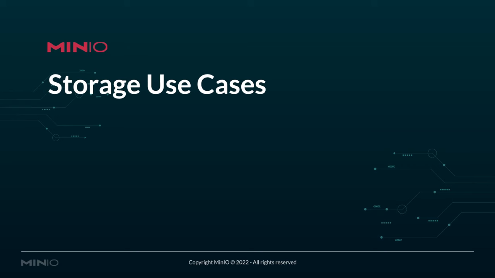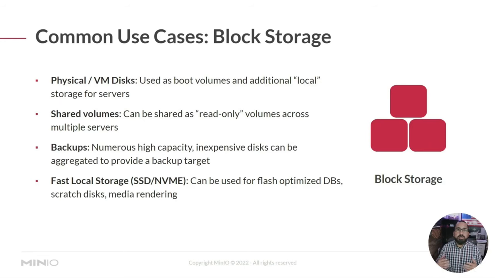Let's talk about some of the common use cases for each of these three storage types. For block storage, we're thinking more physical or VM disks used as boot volumes and additional local storage for servers. There's also shared volumes, where you can have one volume mounted as a write volume to one server and then multiple read-only mounts on other servers. Think of maybe some sort of data processor or a database where you have a single one writing and multiples of them reading that same data.